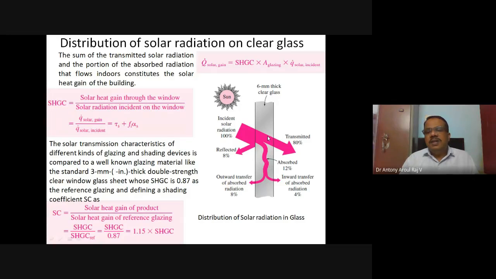Because 80% of the energy is entering inside, as it is a white clear glass. So that means the absorbed component will be smaller.